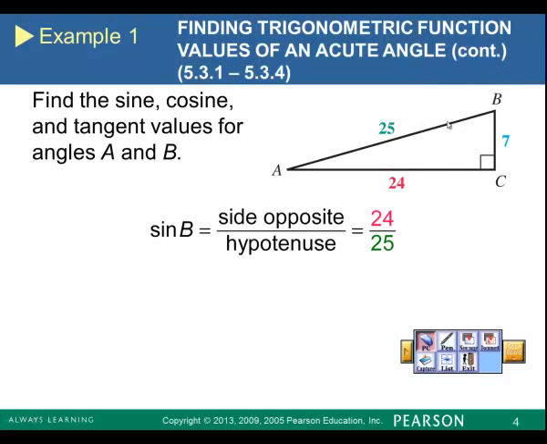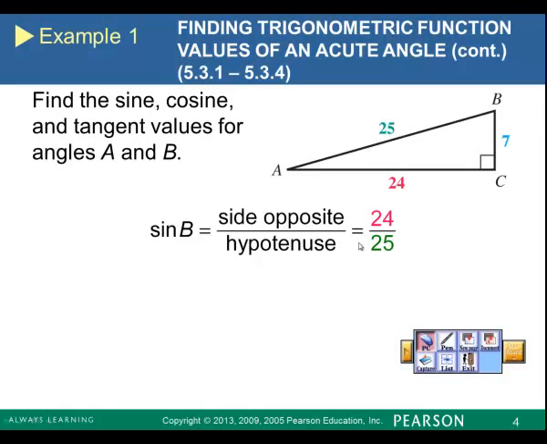Okay, now for B, that's a little bit trickier because normally you're used to seeing it off to the side here like this. But B, opposite is the 24. Adjacent is the side next to the B. That's 7. So sine is opposite over hypotenuse. Okay, the hypotenuse is always going to be opposite the right angle no matter where A and B are. Okay, so that makes it 24 over 25.